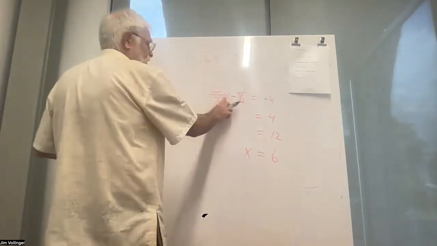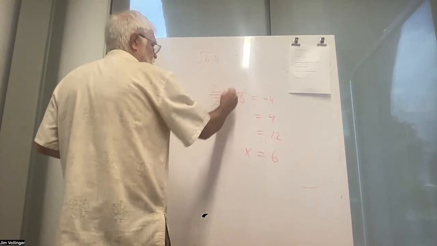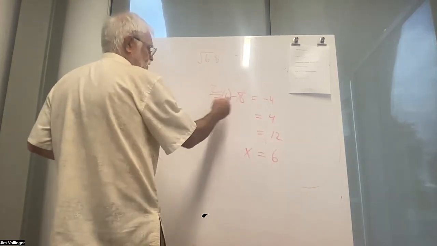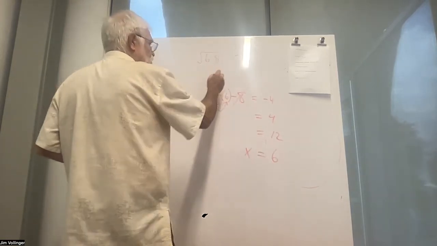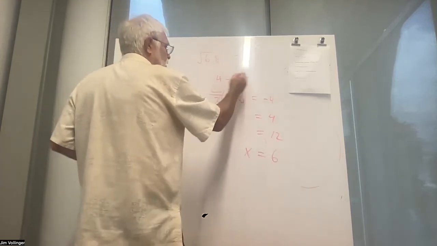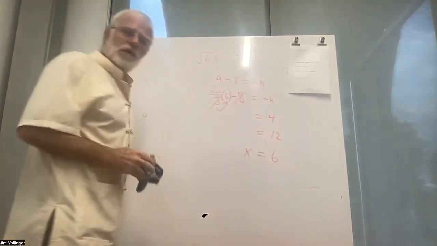Of course, I could always check it. Let's put a 6 in. Oh yeah, 3 goes into 6 twice. 2 times 2 is 4, and 4 minus 8 is -4. I guess that was a logical way to do it.